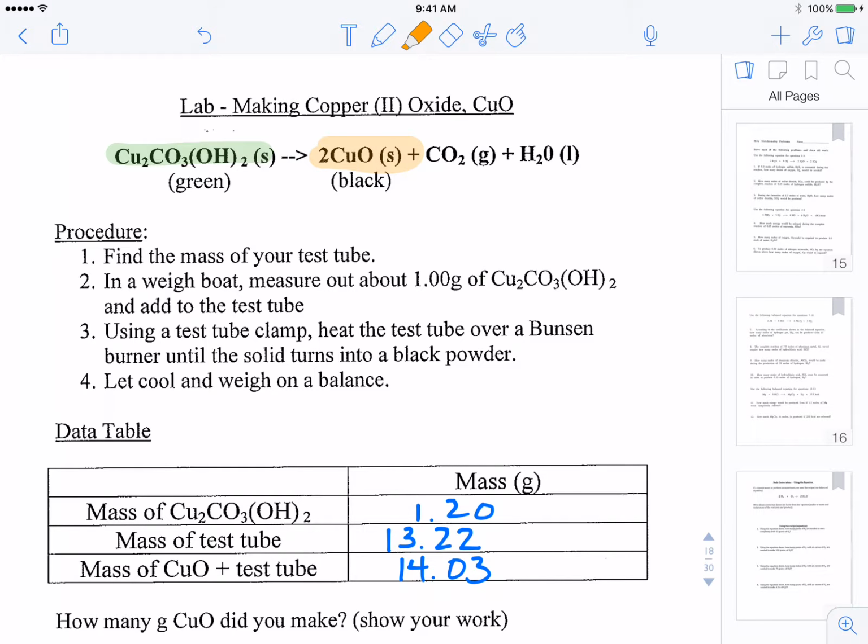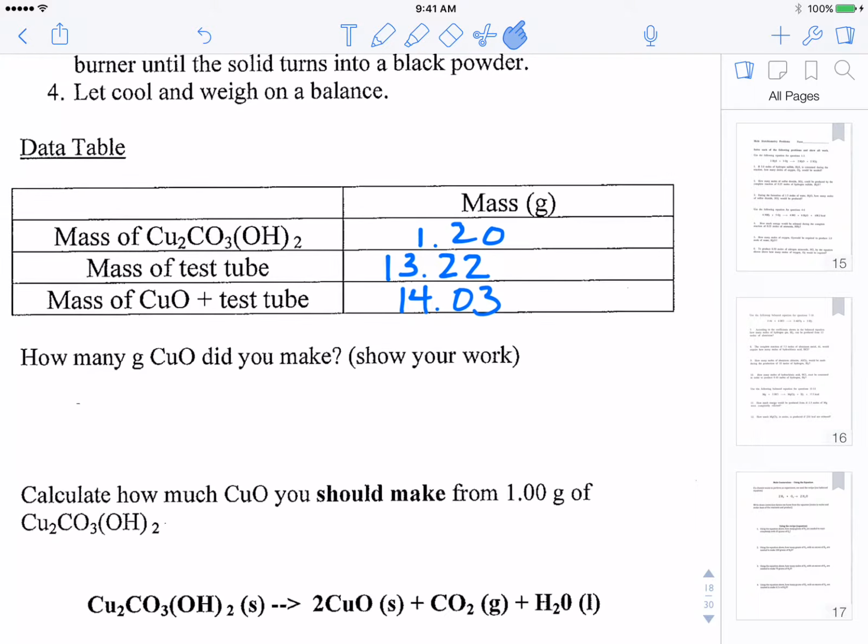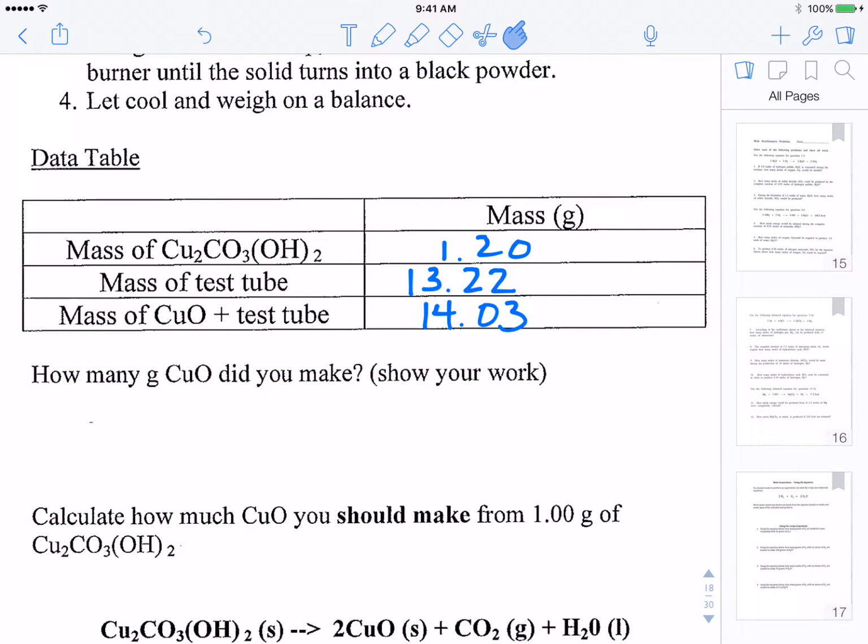So now what we're going to do is analyze the data, what happened in the lab, and try to figure out how many grams of copper oxide we should have made in our lab. Okay, so let's get to it. So what I've got here is the masses that I got from our lab. We weighed out 1.20 grams of copper carbonate basic. The mass of our empty test tube was 13.22 grams, and our mass of our copper oxide in our test tube was 14.03.